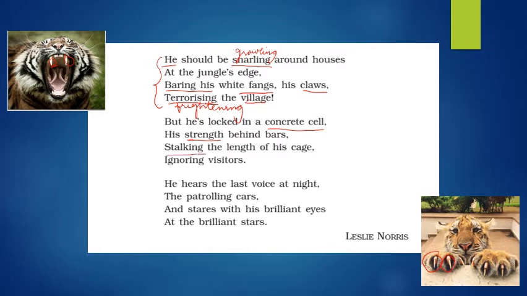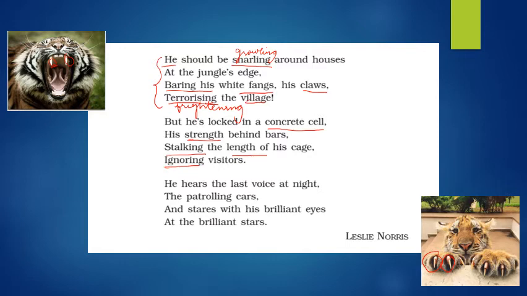Stalking the length of his cage. Stalking means walking, and the word length means he walks to and fro inside the cage. So that is what it can do within the space available in the cage. Ignoring the visitors: it's not bothering about the visitors who have come there to visit the other animals and the tiger, and it's not showing any interest in them. And we'll see once again. But he is locked in a concrete cell, his strength behind bars, stalking the length of his cage, ignoring visitors.